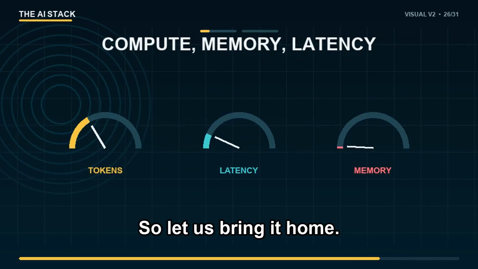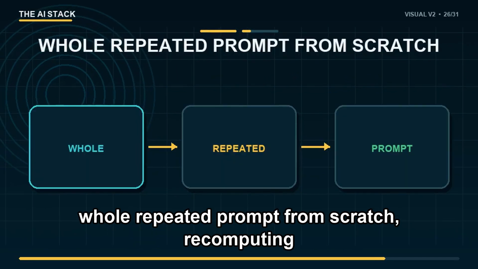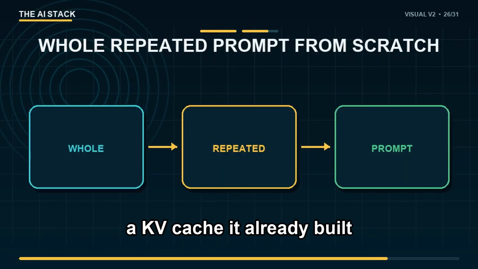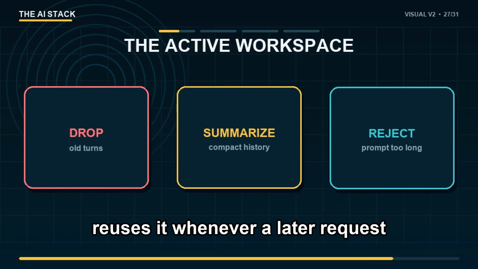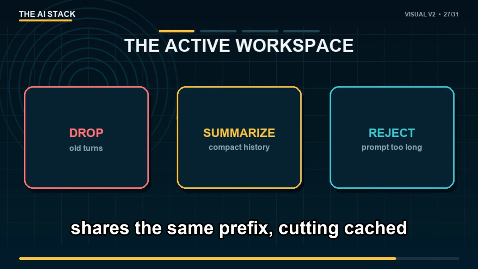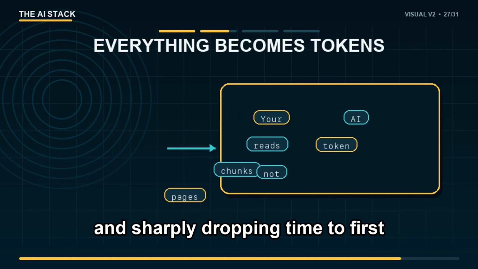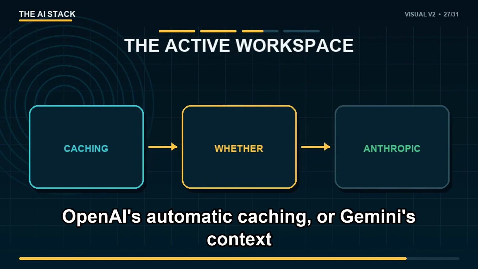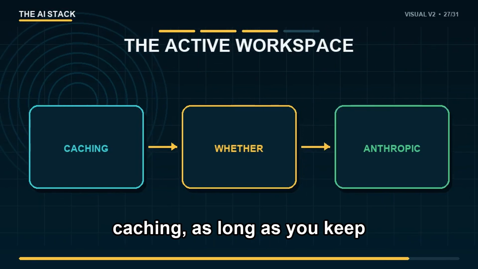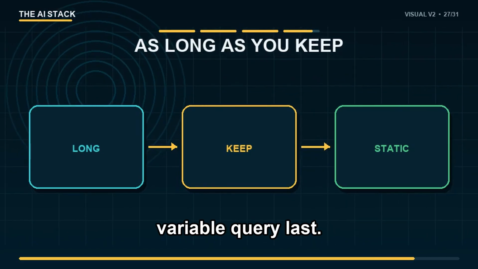So let us bring it home. Every request normally rereads your whole repeated prompt from scratch, recomputing a KV cache it already built before. Prompt caching stores that pre-fill and reuses it whenever a later request shares the same prefix, cutting cached input cost by roughly 90%, and sharply dropping time to first token. Whether through Anthropic's explicit breakpoints, OpenAI's automatic caching, or Gemini's context caching, as long as you keep your static content first and your variable query last.